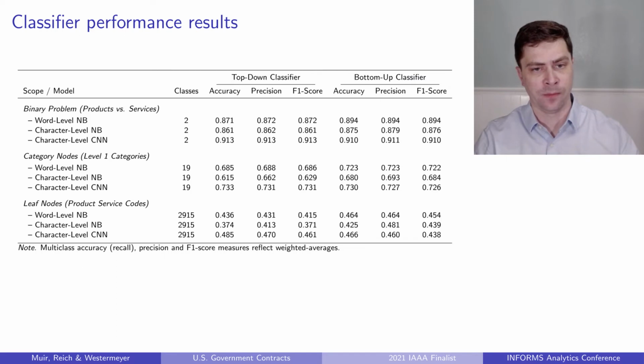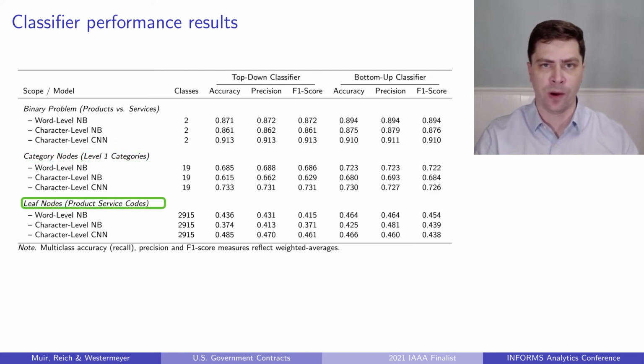The three different problems are: a binary problem, is it a product or is it a service? What is the correct category? Recall that there are 19 parent categories. And then the third problem, which is most germane to our users and what they care about the most, is can we select the correct product service code out of the 2,915 product service codes?